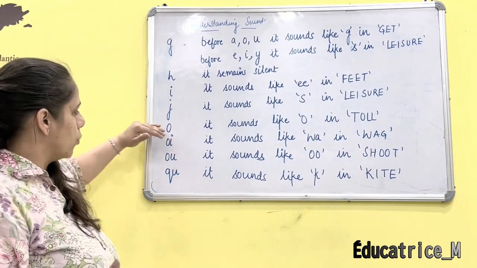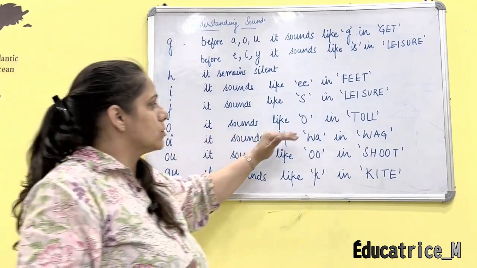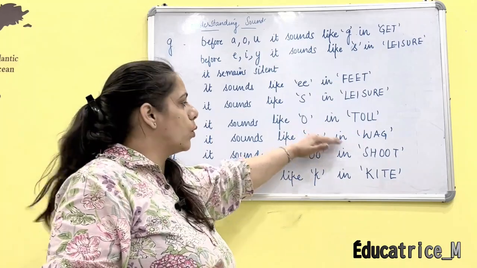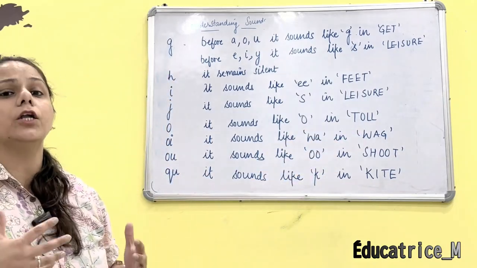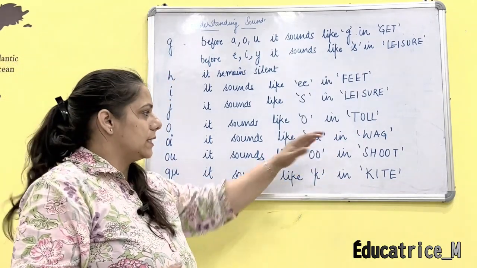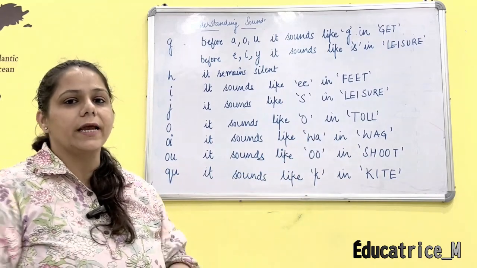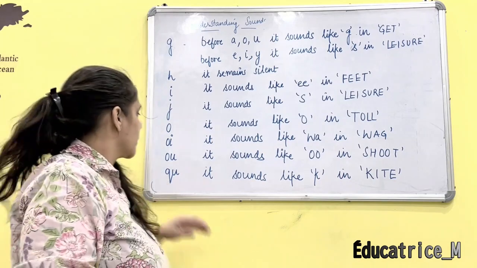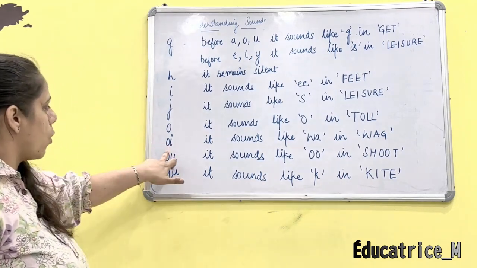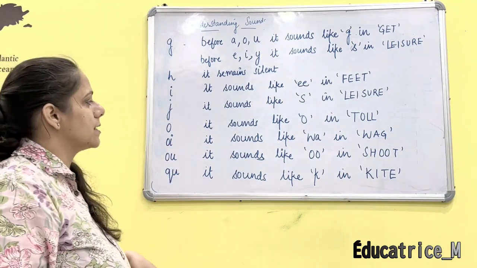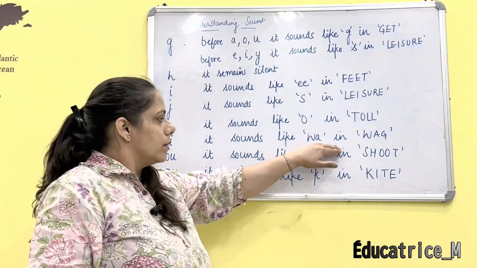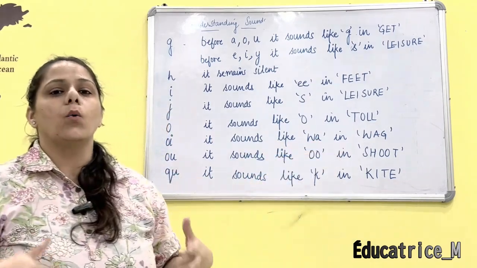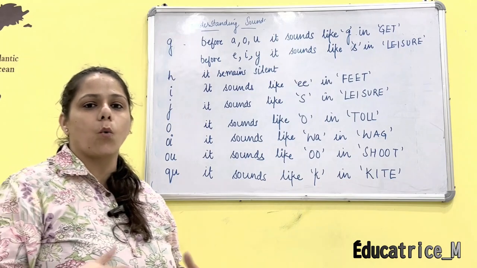After that, the sound of O. It sounds like the O in the word tall. It's not like O, it's O. Tall. After that, if O and I come together, it sounds like the WA in the word wag. So it is wa.